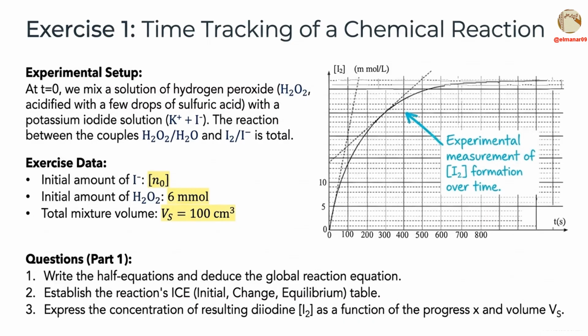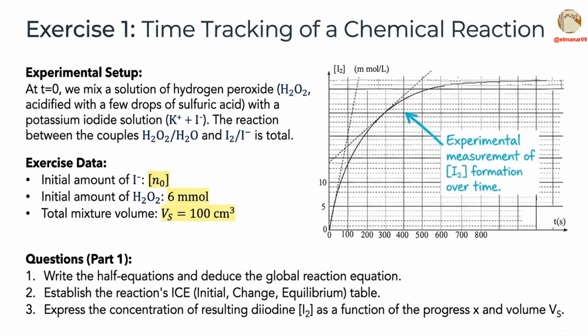Experimental setup. At t equals 0, we mix a solution of hydrogen peroxide, H2O2, acidified with a few drops of sulfuric acid, with a potassium iodide solution, K+ I-. The reaction between the couples H2O2/H2O and I2/I- is total.